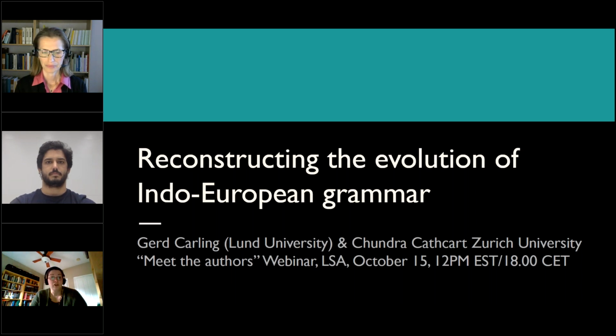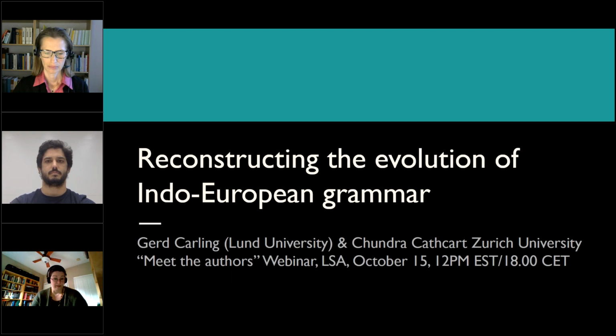This study presents a new model to reconstruct the grammar of the 6,500 to 7,000-year-old Proto-Indo-European language, enabling an observation of the evolutionary dynamics of grammar over time, and confirms that Proto-Indo-European was a language rich in grammatical categories.